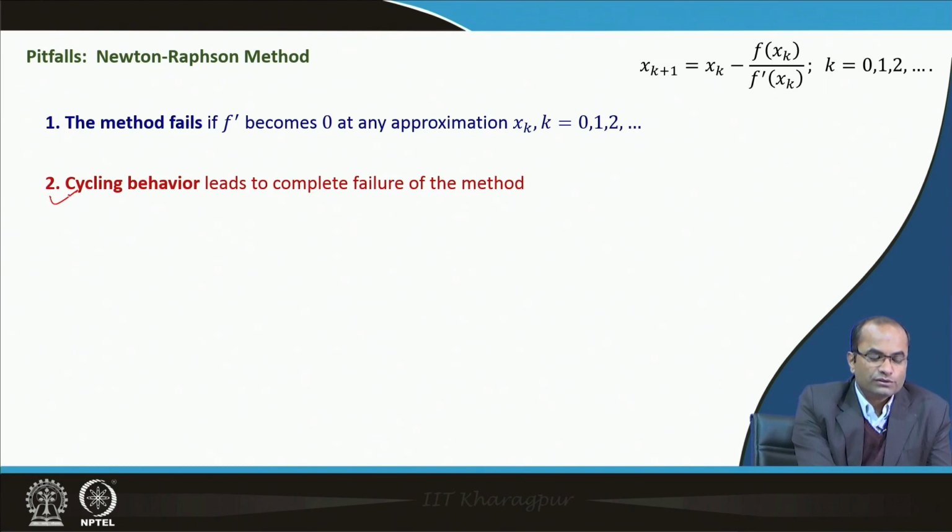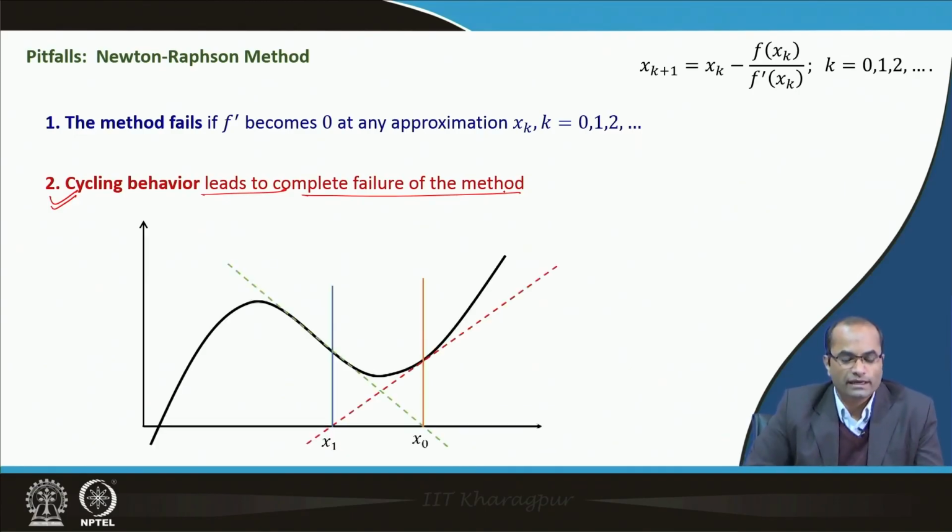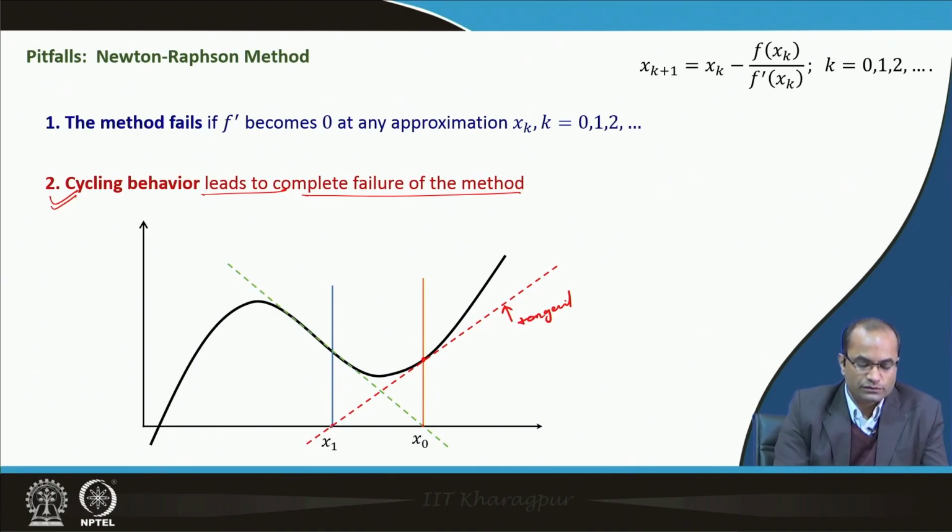Another one: sometimes it is observed that cycling behavior leads to the complete failure of the method. So, what is the cyclic behavior? This is rare, but it can happen, which is demonstrated here with this figure. Suppose we have this x naught and then we have the tangent at this x naught, which meets the x axis at the next point x 1, and then we have to draw the tangent at this point, and this tangent now crosses the x axis exactly at x naught.